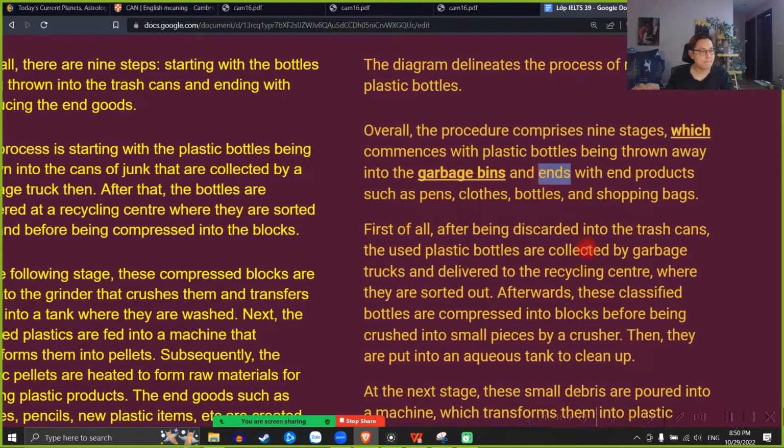And, okay, let's just say final product, okay? Cái sản phẩm cuối cùng đi. Sau khi được xử lý bỏ đi, the trash.